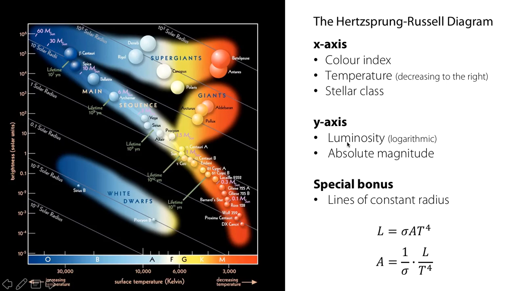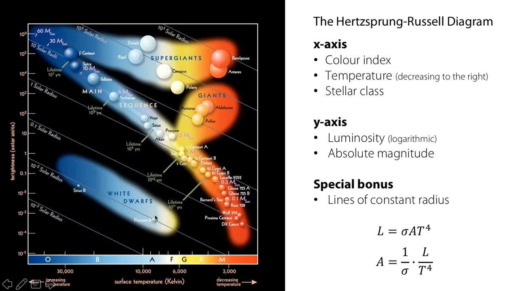As a special bonus, these diagonal lines here are lines of constant radius. So anything along this one solar radius line, which obviously includes the sun, but also a few things a bit smaller than the sun, has a radius of the same size as our sun. Down here, and again this is a logarithmic scale, so this is 10 to the minus 2, or about 1% of the size of our sun, is where we find different white dwarfs.